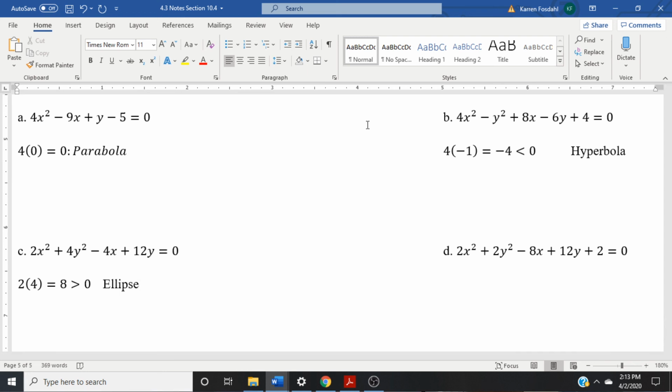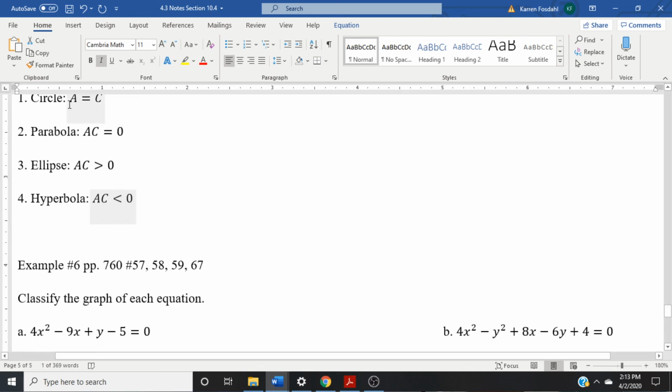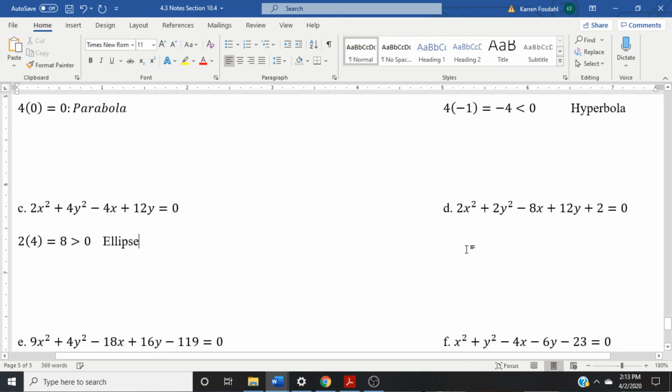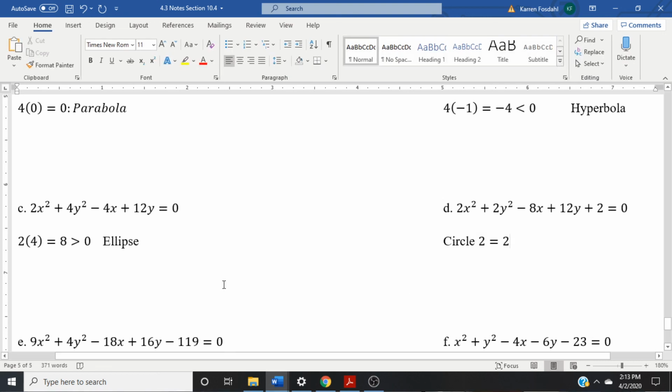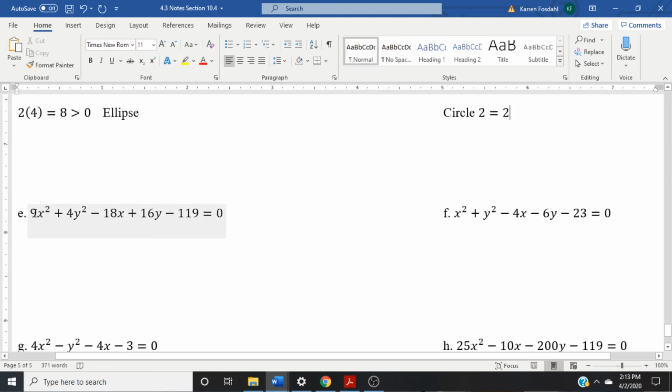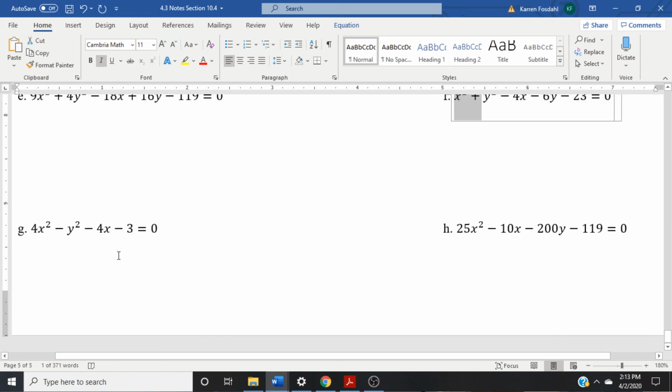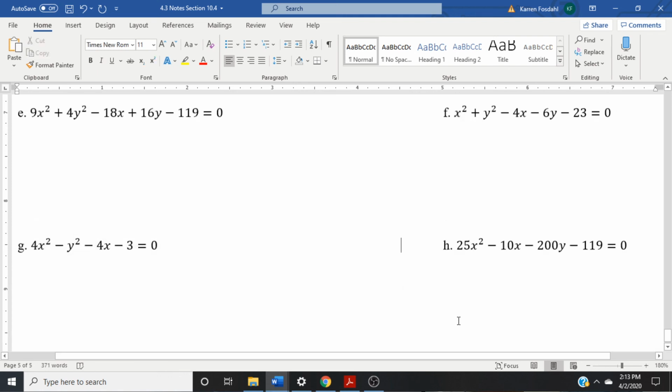And next one, we have 2 and 2. Now, are 2 and 2 equal? A equals C. We're done. We just write a circle, because 2 equals 2. This one is an ellipse because they're both positive. So 4 times 9 is 36. This one, both are equal, so it's a circle. And the last two, I think you can solve.